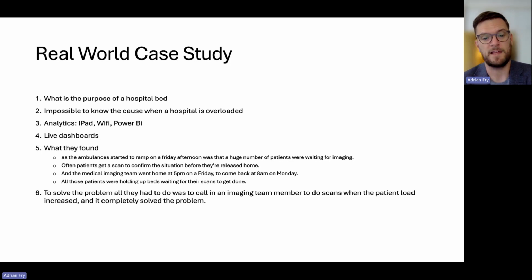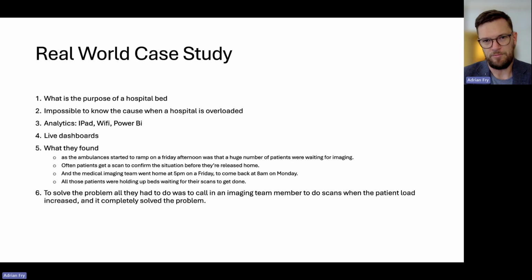Well, what they found is that they started out on Monday or Tuesday, and come Friday afternoon, they had a very big surge of patients, and the ambulance ramping started very quickly on Friday afternoon. They looked at the data and found that on a Friday afternoon, there were a huge number of patients waiting for a scan to be done. What would often happen is some procedure had happened, but before that patient is released, they get a scan done to confirm that it was successful or being suitably managed before they're released.